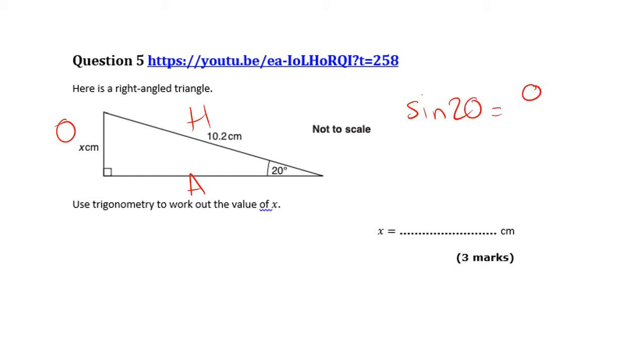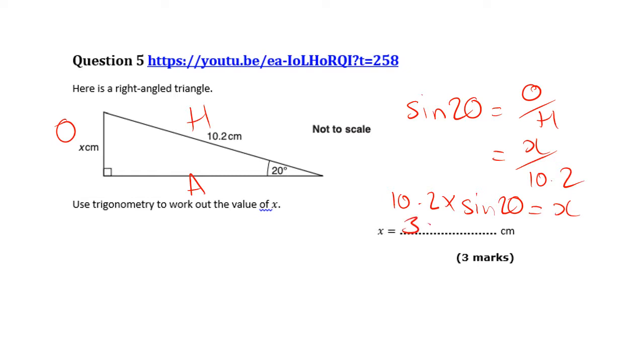Well done if you identified sine as what you need. So sine equals the opposite over the hypotenuse. Now in this case we don't know what the opposite side is, but we do know that the hypotenuse is 10.2. Multiply both sides by 10.2 to give us 10.2 times sine of 20 equals x. Now at this point you'll need your calculator, please, Year 10. And you get an answer of 3.4886, etc. So a good answer would be 3.5 centimetres.